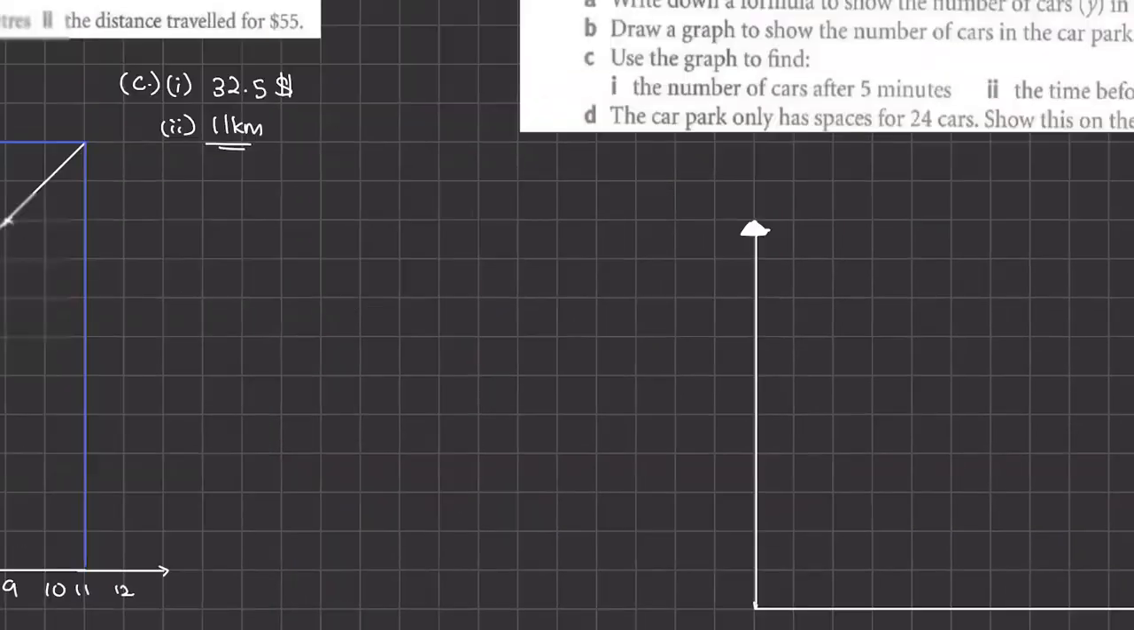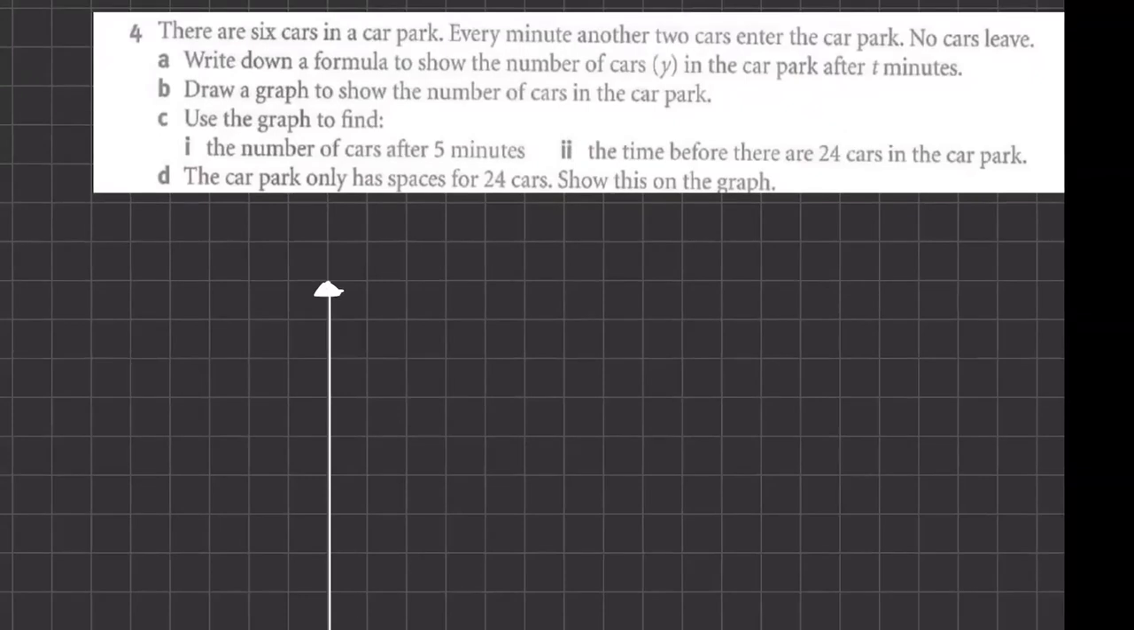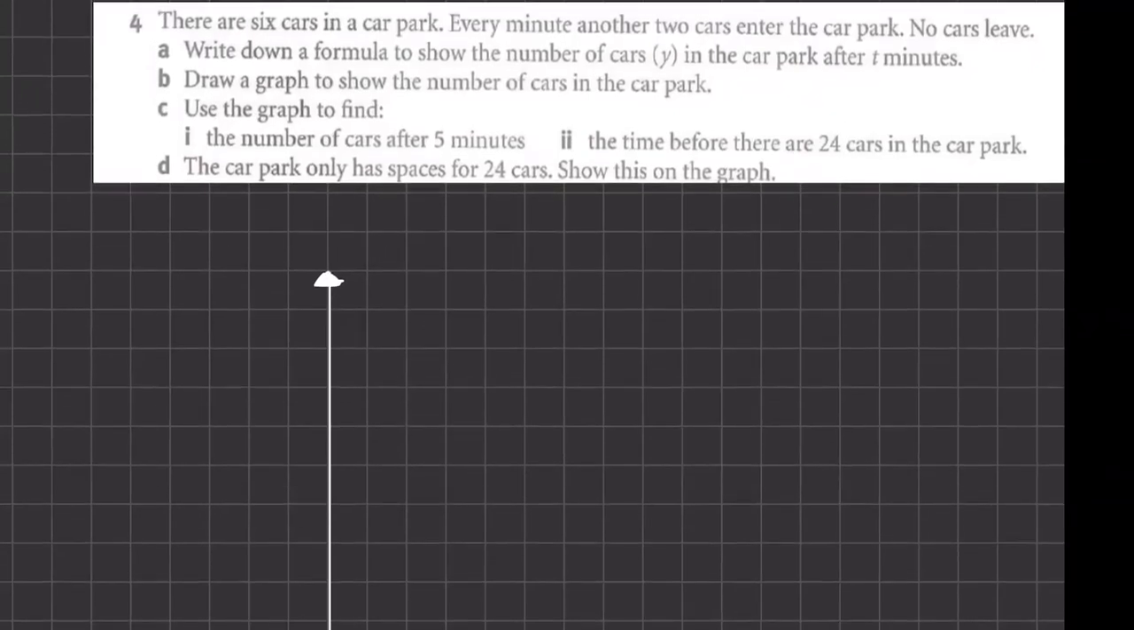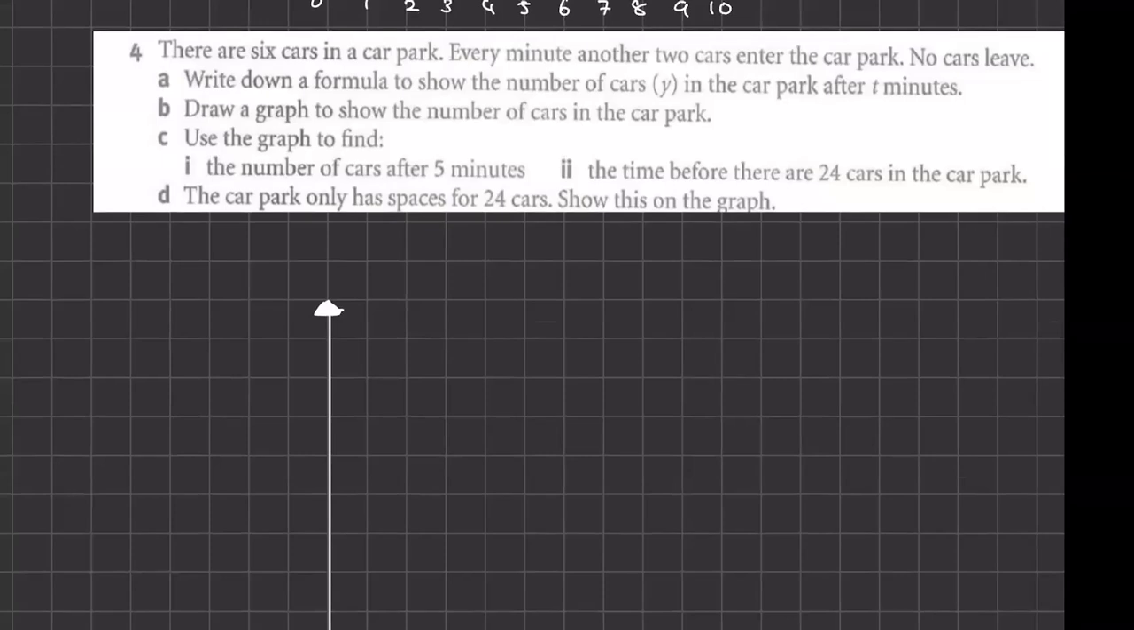Number 3 done, look at number 4. There are 6 cars in the car park. Every minute, another 2 cars enter the car park, no cars leave. So there are already 6 cars here. And every minute, 2 cars enter the car park. Write down a formula to show the number of cars Y in the car park after T minutes. Y is equals to 6 cars plus 2 multiplied by the minutes, which is 2T. We can actually show a formula out.